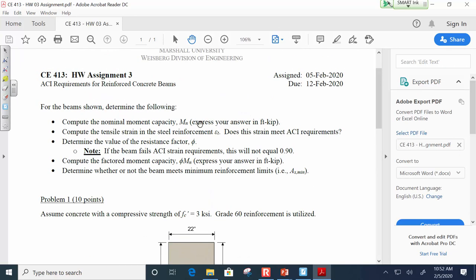I want you to compute the nominal moment capacity. Compute the tensile strain in the steel reinforcement, or determine if it meets ACI requirements. Determine the value of phi, and if the beam fails the strain requirements, it's not going to equal 0.9. Determine phi Mn, and finally determine whether or not it meets strain limits. Do that with two beams. That's basically what we did today, done two more times. That's your third homework, and you have a week for that.